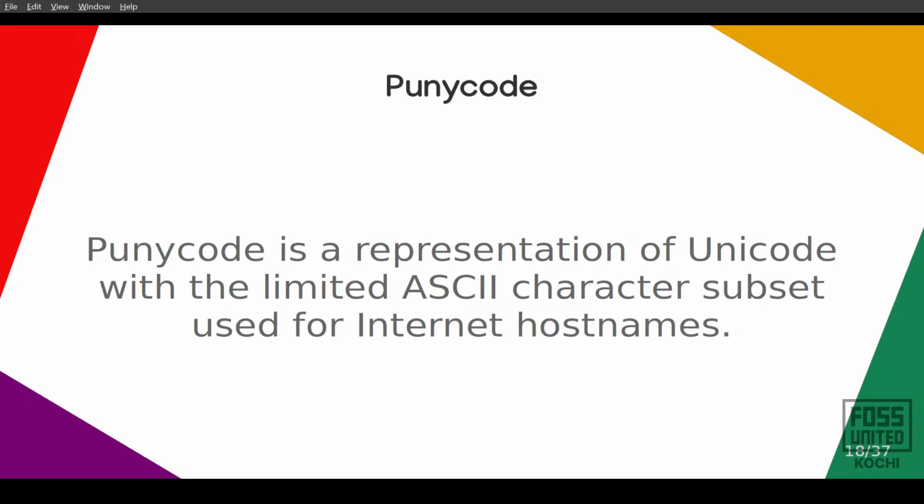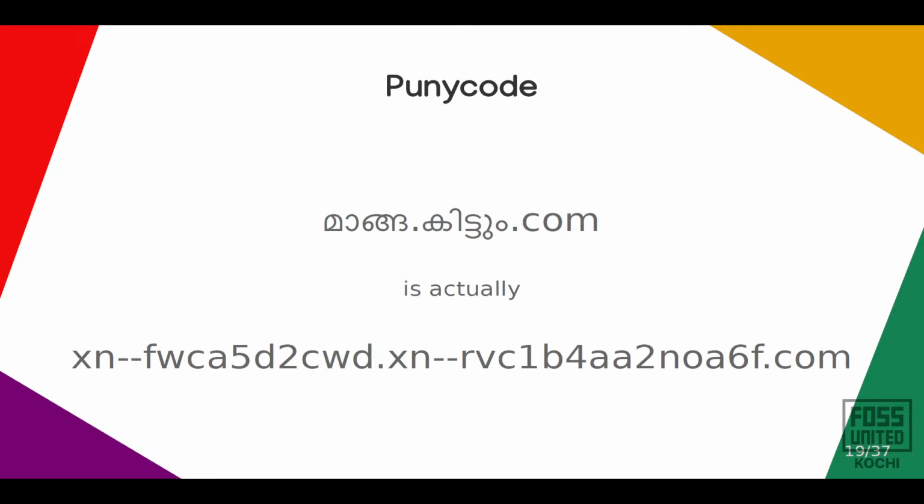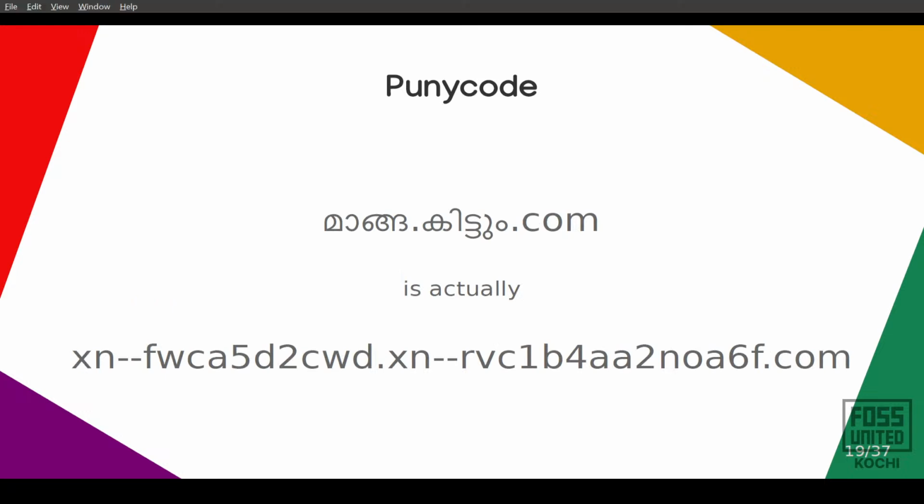So if you have a domain like mangakittum.com, what it actually is, is that there are two subversions of this. The subdomain will be one Unicode, and the root domain will also have another Unicode. So this is what they actually are. This is very ugly, to be honest. You can't actually send this URL, as it will most likely look like a virus or something. So you have to make sure that you send it as Malayalam itself.